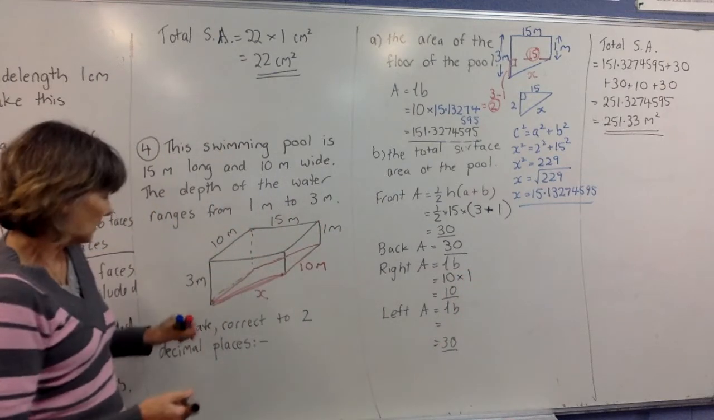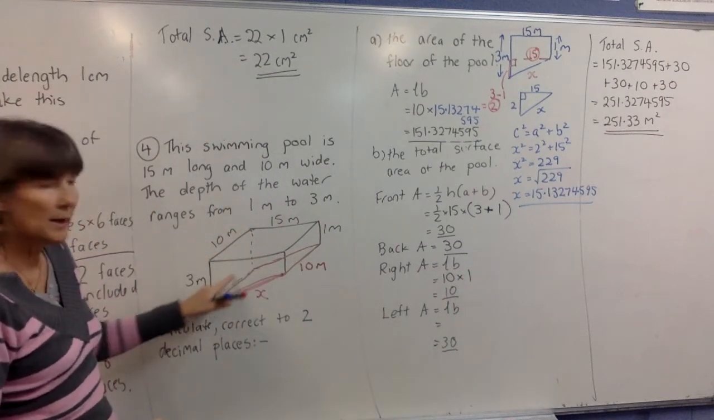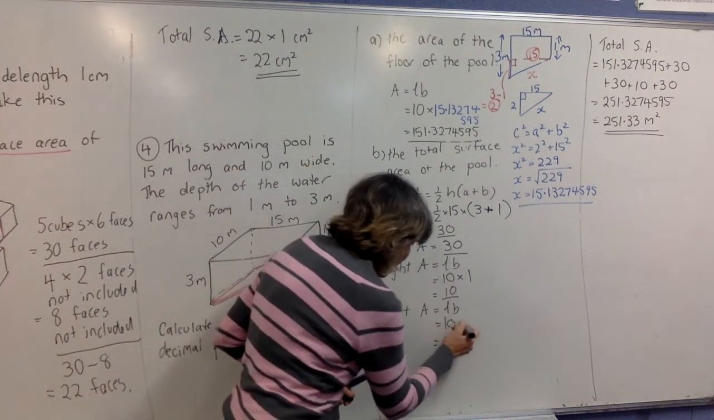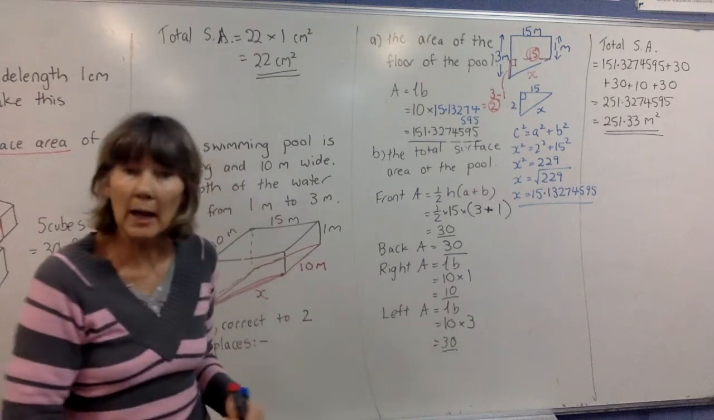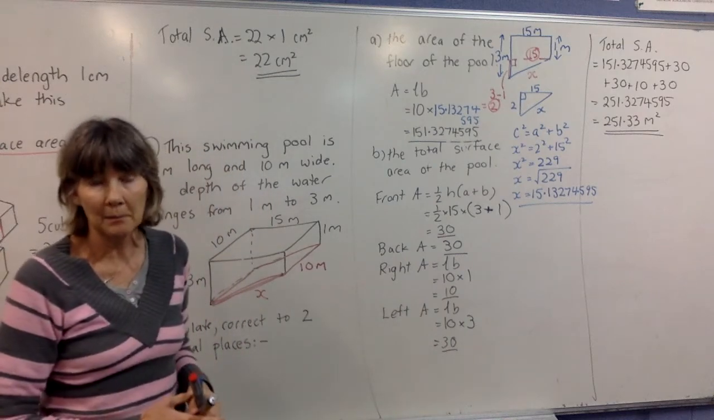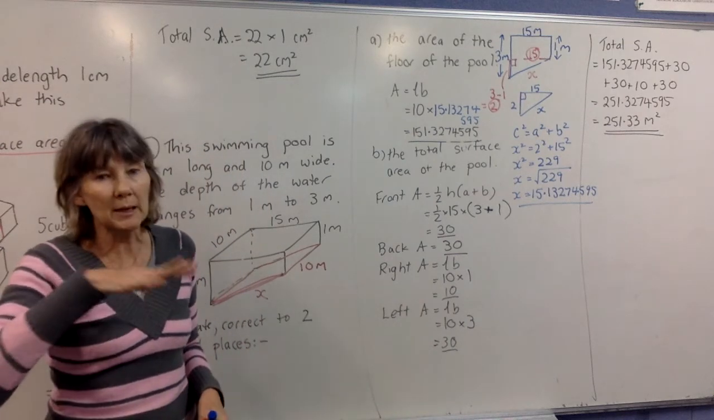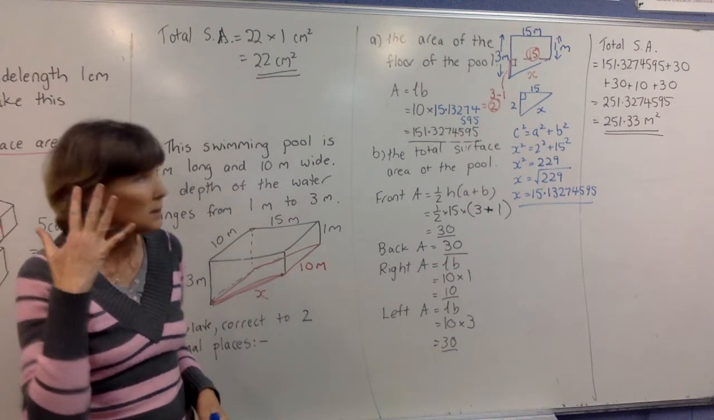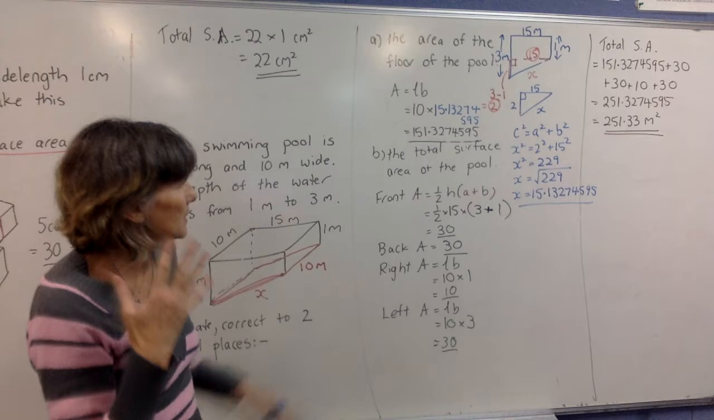Now the left area is this one over here. And that's pretty easy. They've got 10 times 3 over there. And that'll give you 30. Now we can do our total surface area. So remember, there's no lid. So we're counting 5 surfaces, not 6. So we need 5 numbers.